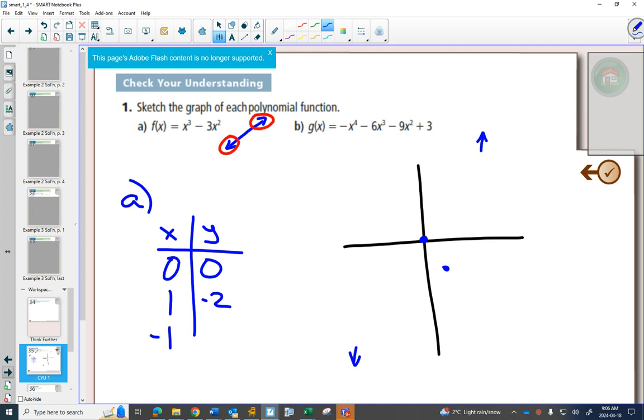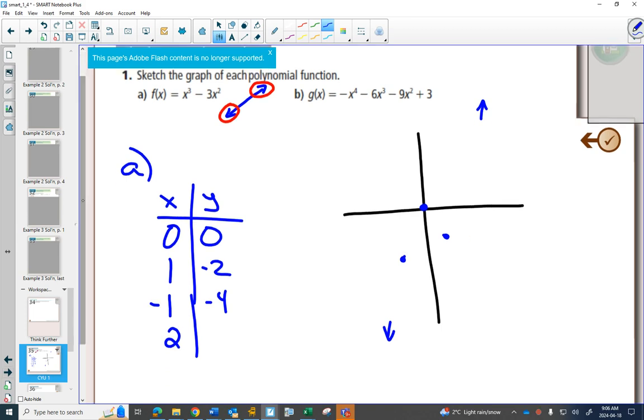You might plug in negative 1. This will be negative 1 minus 3, negative 4. Okay. We might have to, based on our graph, be like, oh, maybe my arrowhead has to shift over a little bit. I'm not sure. Right? I could plug in, oh, I can write it down. Negative 1 was negative 4. 2 happens to be 8 minus 12, negative 4 as well. Okay. And 3 happens to be 27 minus 27, 0 again.